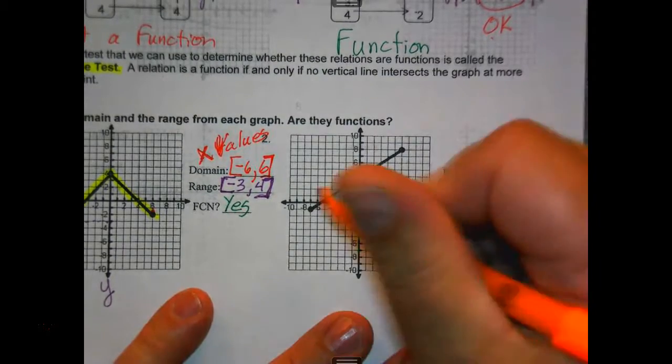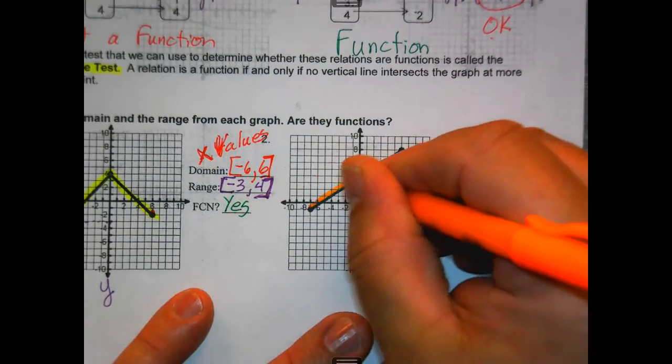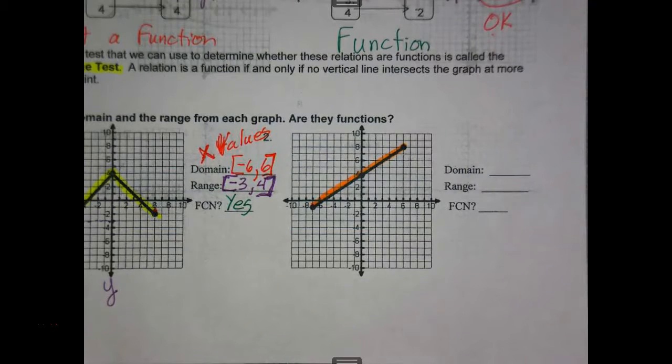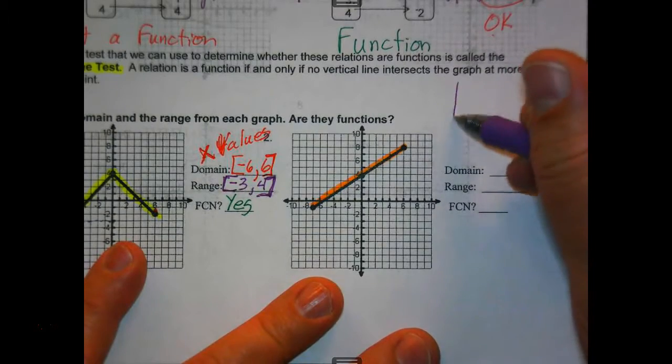All right, I have a line. This particular line has closed circles at the end, right? By the way, is this a function or not? In fact, are there any lines that are not a function? One line that's not a function, except a vertical line. All lines are functions except a vertical line.